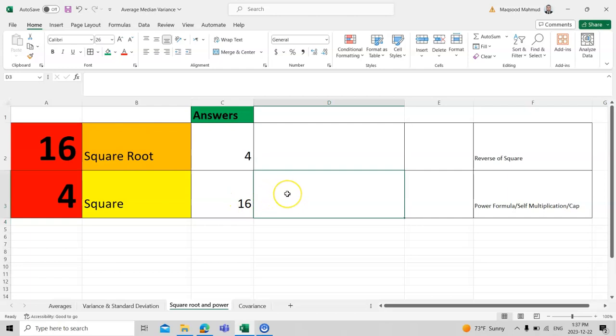So for self multiplication, we select this. Yeah, first we press the equal. We press the equal sign, select 4, and then asterisk, shift 8, and select it again. This is self multiplication. We got the same answer.